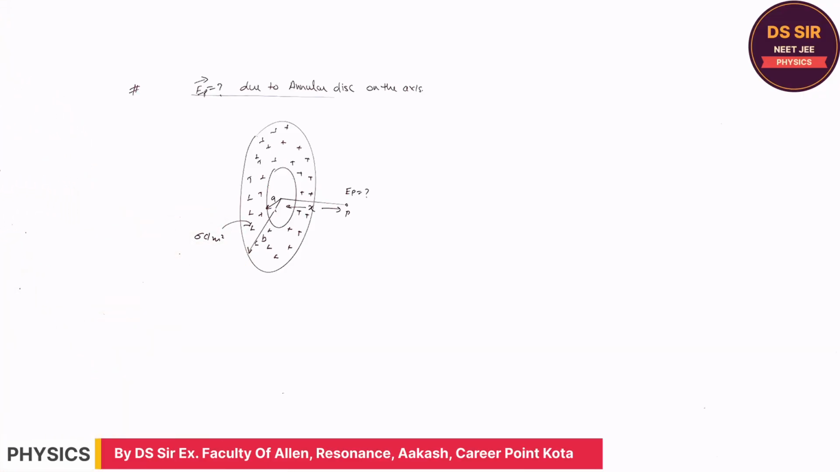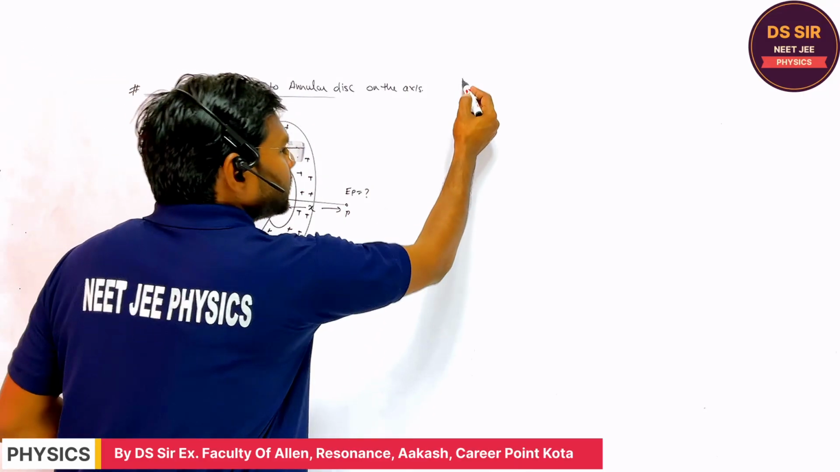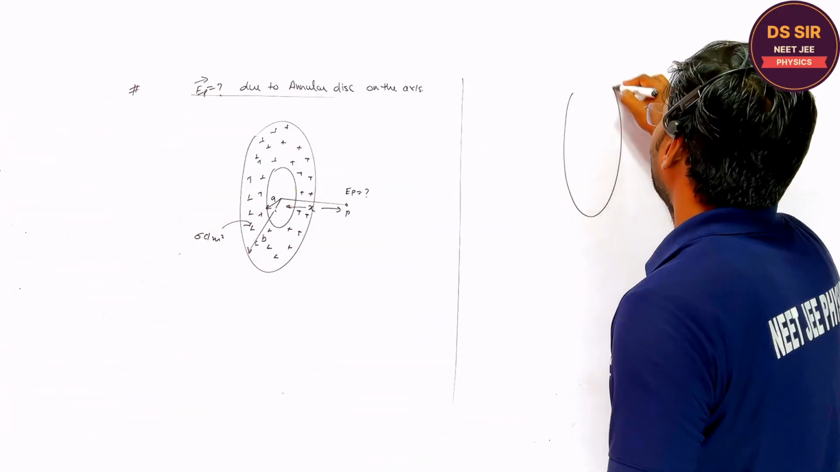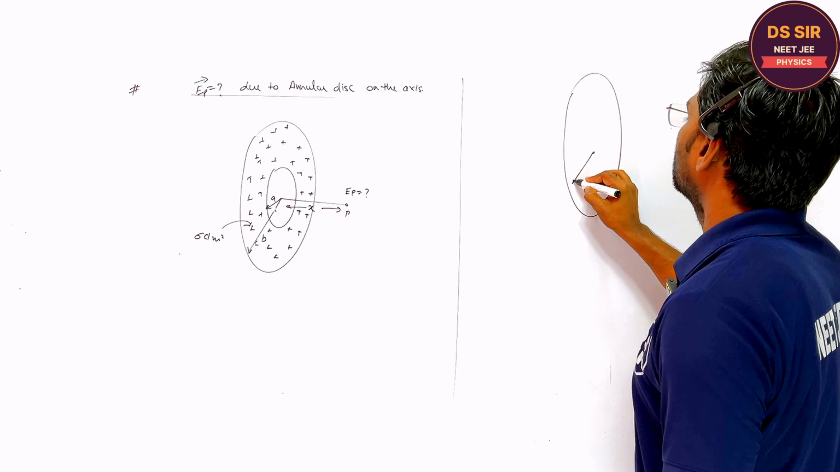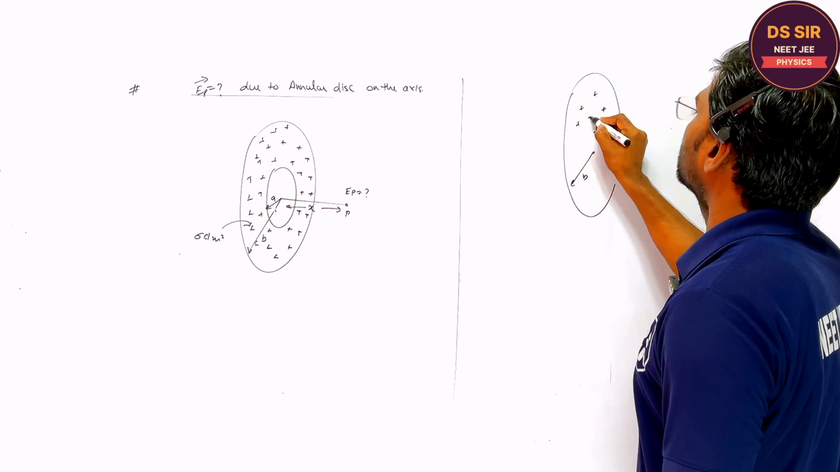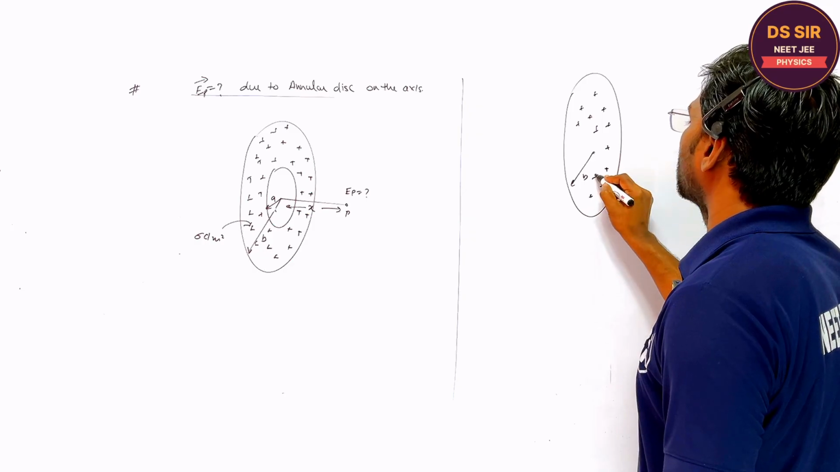Copy this first. How to solve this question? In the same way we have done previously, directly using the formula. Suppose this is the complete disk of radius B, the outer radius is B, and this is the surface charge density. Is it clear or not?